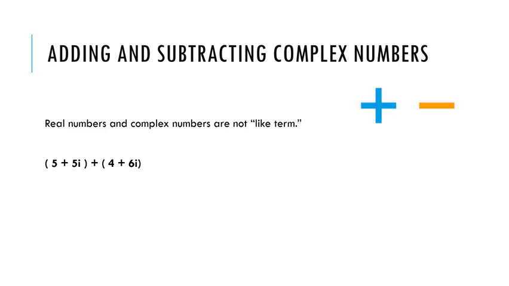Okay, where are our like terms? Let's start with the real terms first. 5 plus 4, I'm going to put those together. And then we've got these imaginaries, plus 5i plus 6i. 5 plus 4, guys, 9. 5i plus 6i, 11i. This side of my board just doesn't work the best, I apologize. So there it is, 9 plus 11i. Okay, say it again, 9 plus 11i. All right?